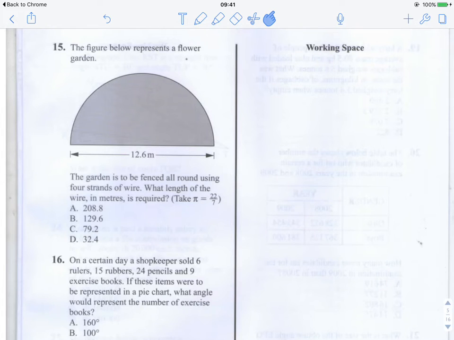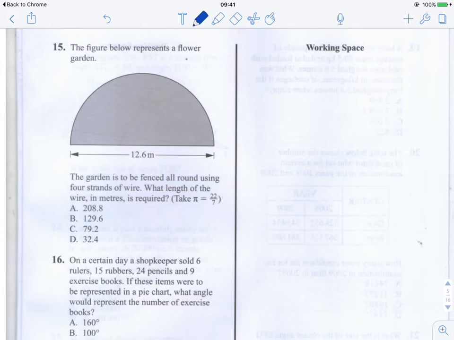This is question 15 of the 2013 KCPE maths paper. This is what it says. The figure below represents a flower garden. So it's a semicircle with diameter 12.6 meters.